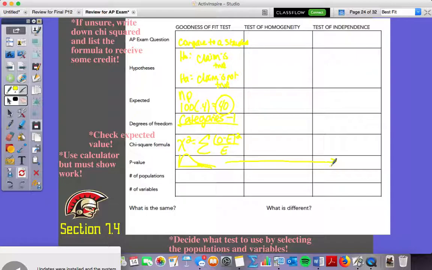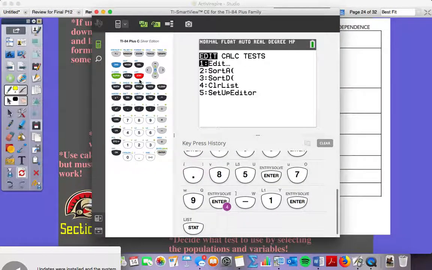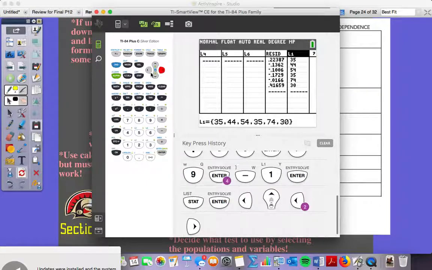The way that I plug this in for this one is I'm going to go to my list. Y'all remember that? So when I go to stat and I go to edit, I'm going to make sure my list is comprised of the observed. Y'all follow me on that? The list is observed. L1's there, right?